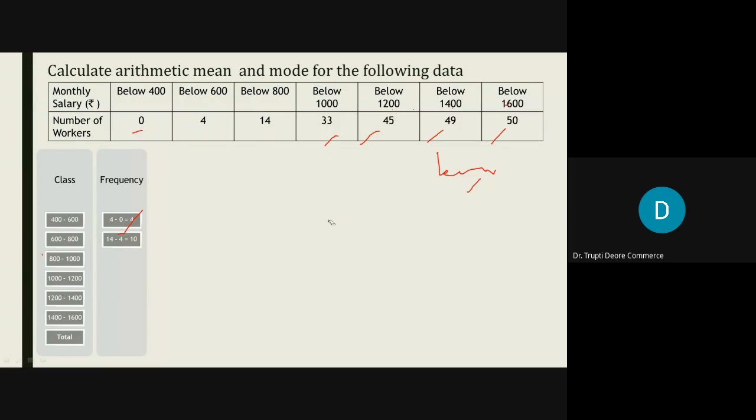Like this we will do all the frequencies and find out the next one. First one is 4 minus 0, that is 4. Next is 14 minus 4. Next will be 33 minus 14. So find out the next class frequency.